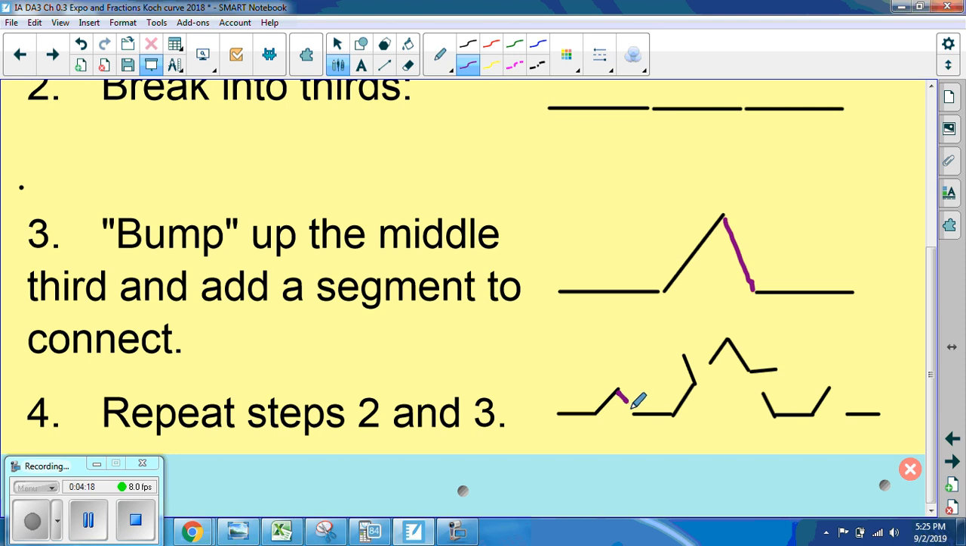all the pieces, right? So now I have kind of this star shape. Now again, this is going to be an imperfect fractal because I'm just freehanding. But I get kind of this star shape starting in the middle, right? So if I keep doing that, if I keep breaking each piece into thirds, bumping the middle piece up and connecting, that's my Koch curve.